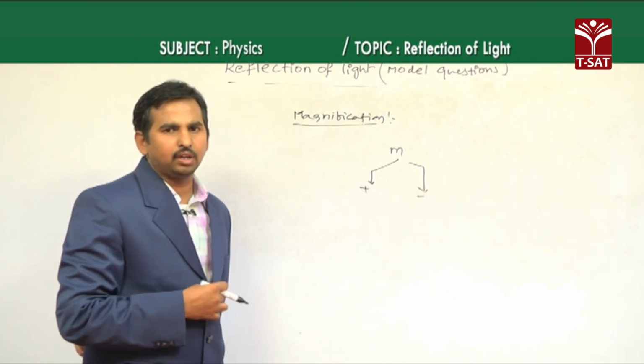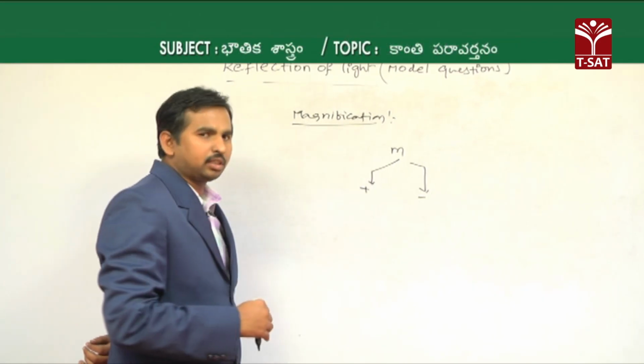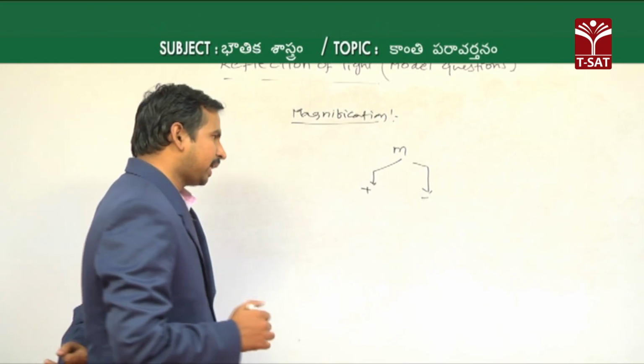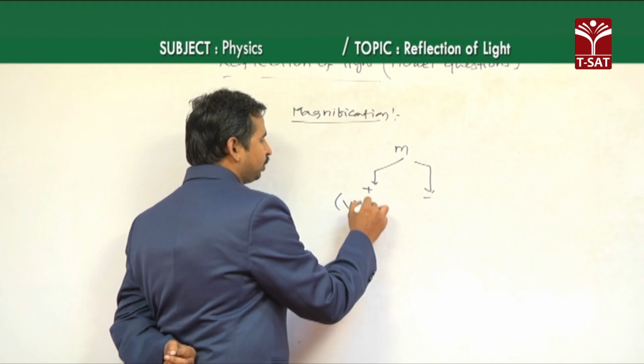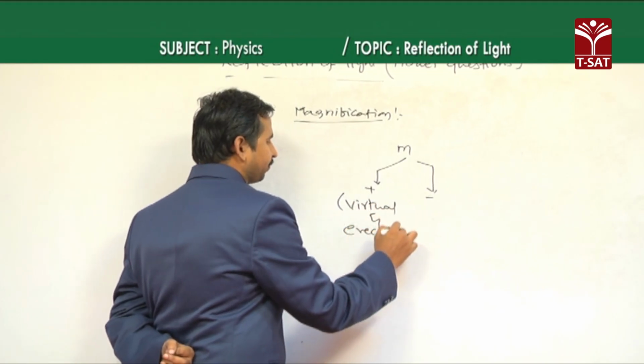M is positive if you are taking a virtual and erect image, which means the object is above the principal axis and the image formed is also above the principal axis. Then we get a positive value. That is the virtual and erect case.